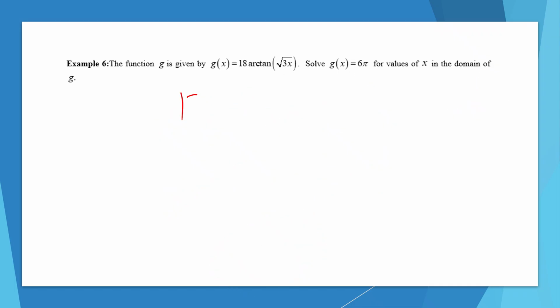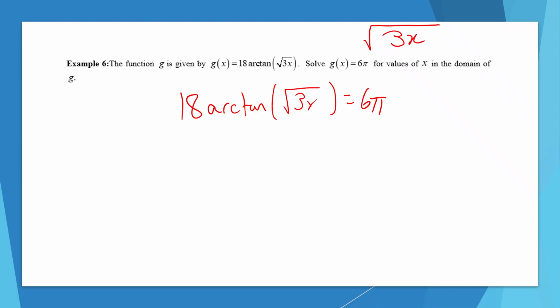Example 6, we have 18 arctan root 3x equals 6 pi. It is important to note here that the radical does extend over the x because with these questions, and you may see this on an AP test or quiz, or one of my tests or quizzes, root 3x, where the x is under the radical, is very different than root 3 times x, where x is on the outside of the radical, right? So here x is underneath, so just make sure you keep that and you don't switch it up halfway through.